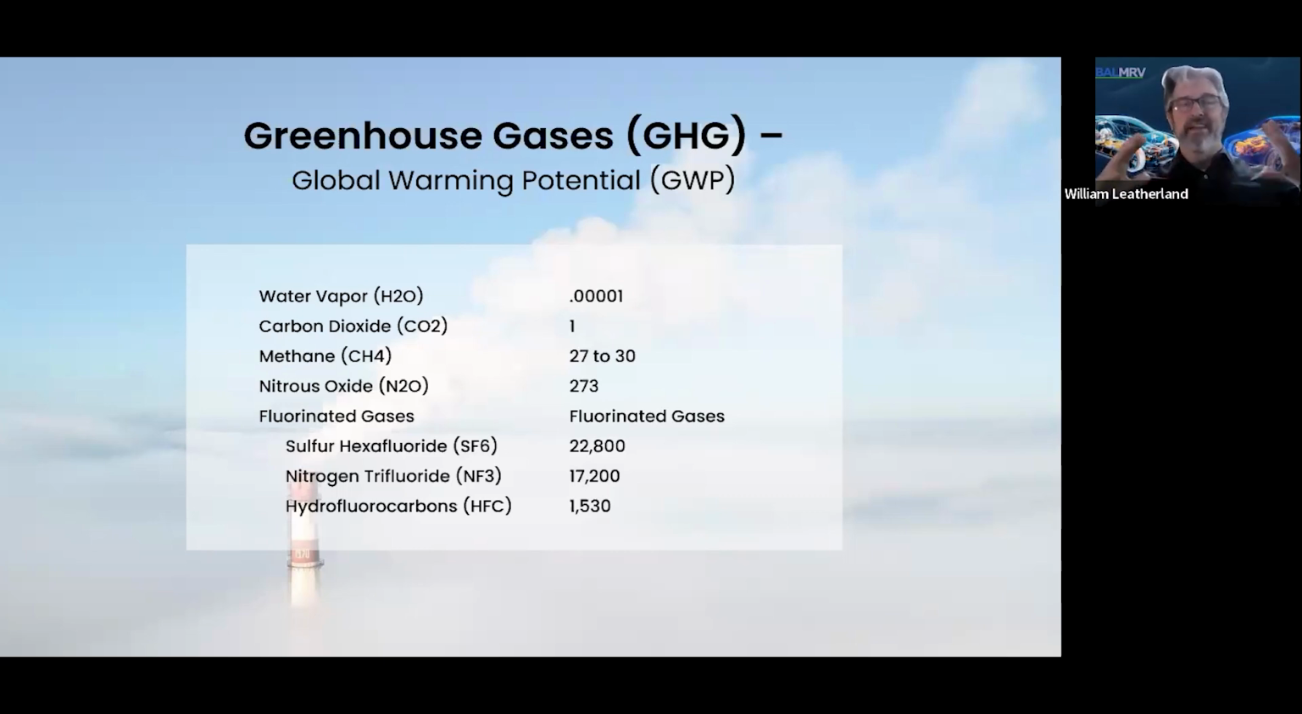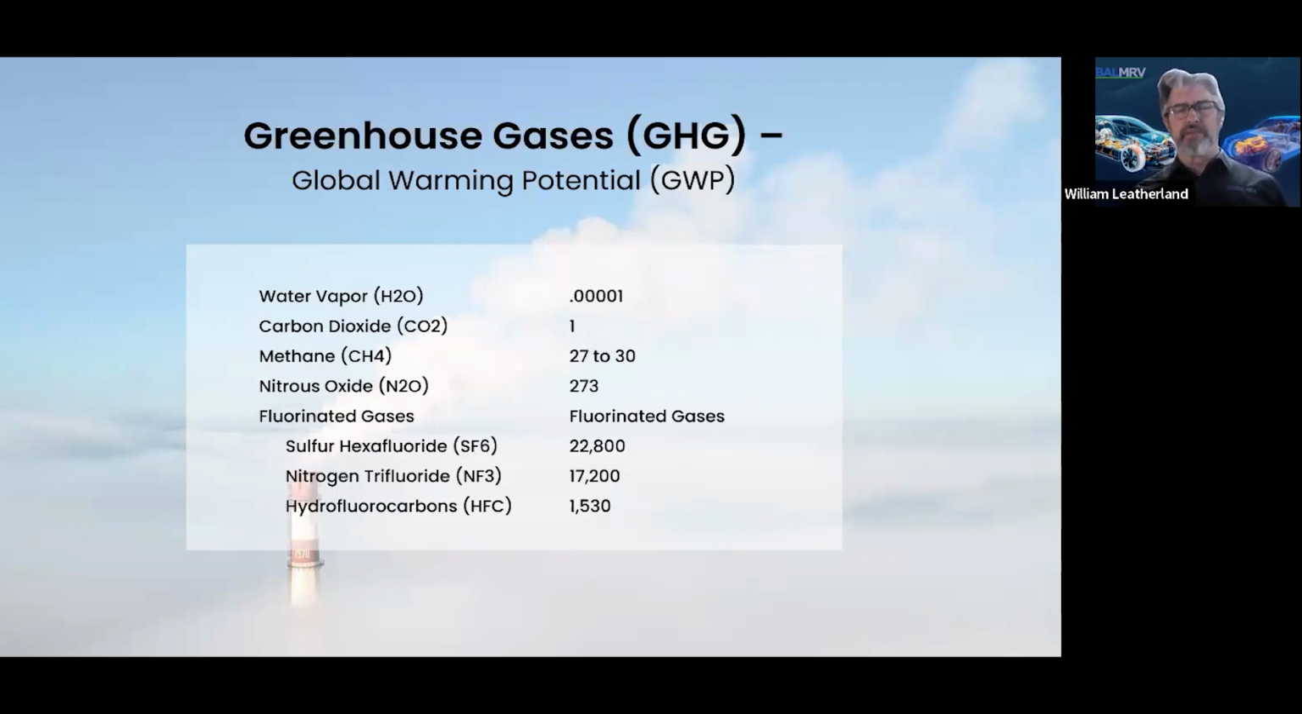So we see water vapor, very small magnification, 0.0001. Carbon dioxide, that's where we set the standard at 1. This is where we get our carbon dioxide equivalent. Carbon dioxide equivalent molecule, you could say, only magnifies the intensity of the sun by 1 time, whereas methane multiplies it by 27 to 30 times, or the nitrous oxide, 273 times, and then you get into our fluorinated gases, which have a huge amount of magnification. Their global warming potential is as high as 22,800. You see each one of those listed there: 22,000, 17,000, 1,500.